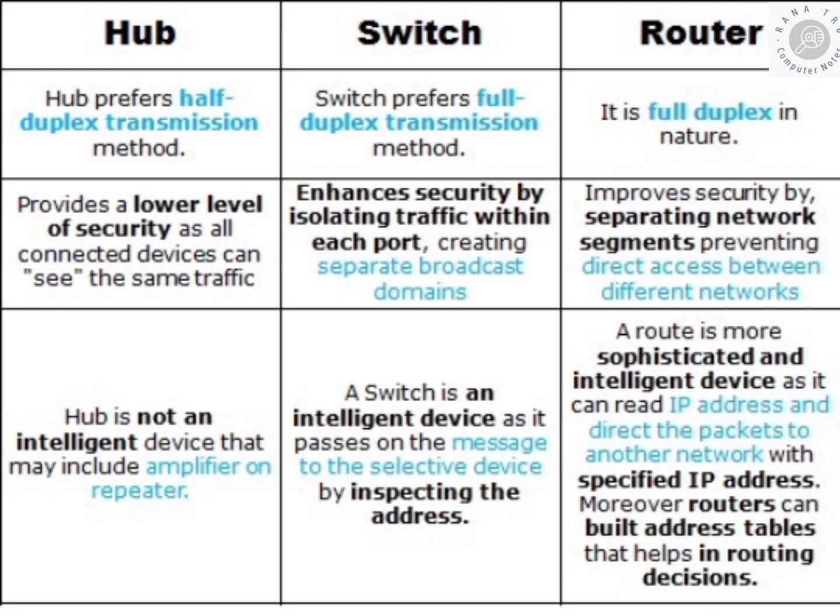And finally, router. Compared to hub and switch, router is a more sophisticated and intelligent device because it can read the IP address and direct the packet to other networks also by specifying their IP addresses. And finally, router can have a built address table that helps for their routing decisions.